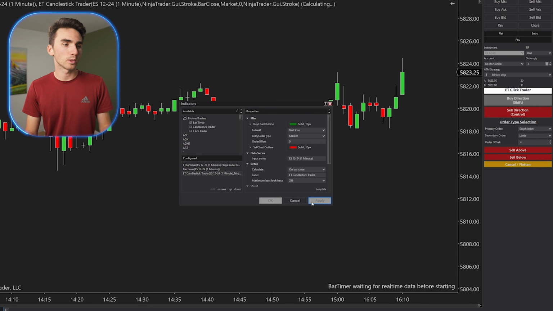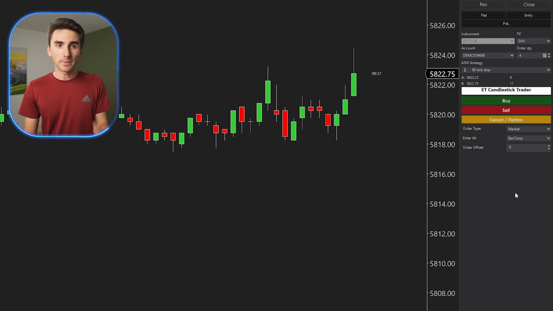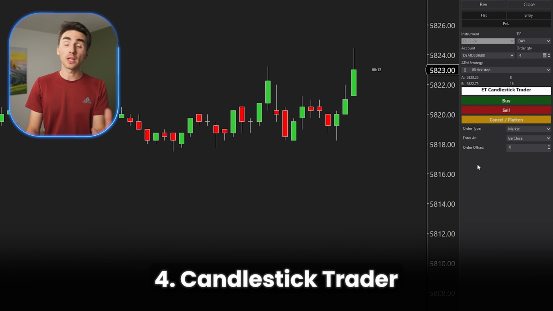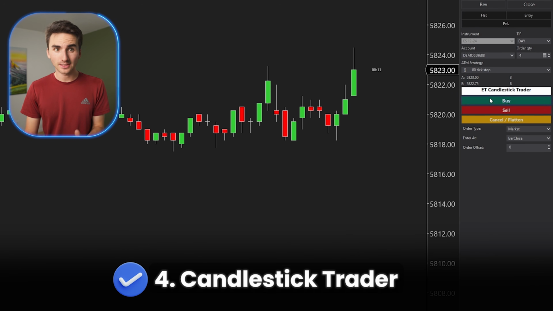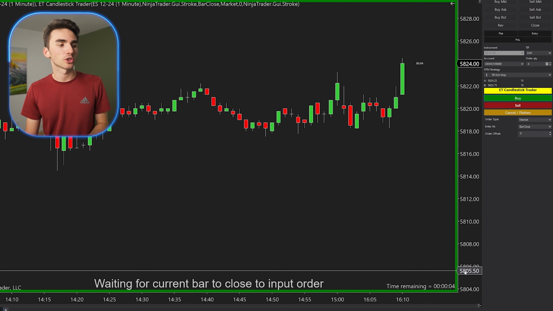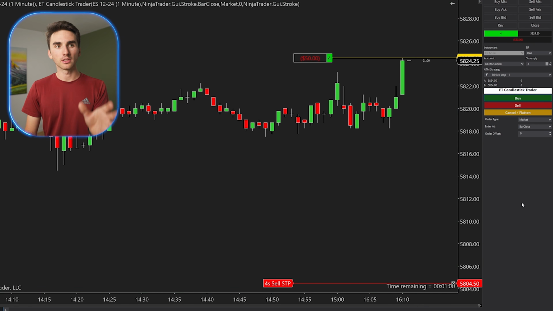And then the last one, this isn't one I necessarily use because I prefer the Click Trader, but it's one that I think is really beneficial as well, if you like to trade off of candlesticks. It's called the Candlestick Trader. And so what it does, if I just click buy here, you can see it highlights a little green box around the screen. And once this bar closes, it'll input an order. And right now it's just set to do a market order.